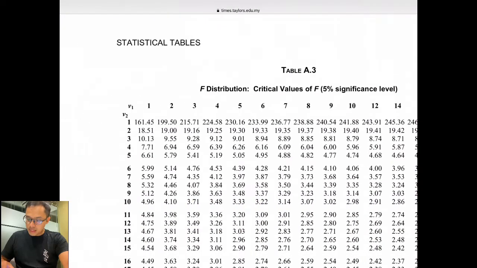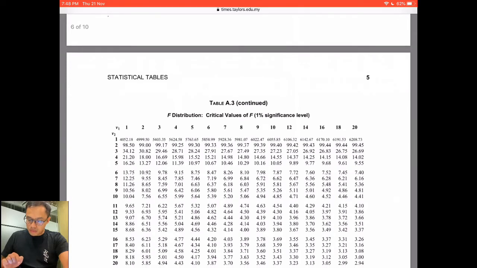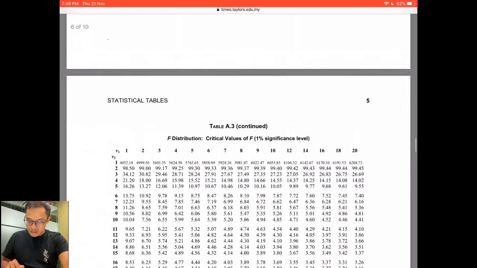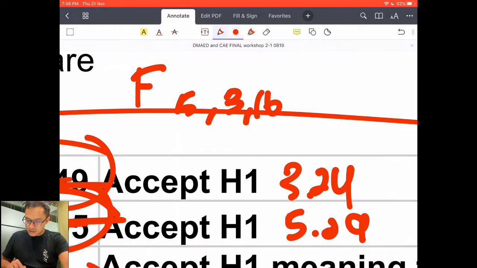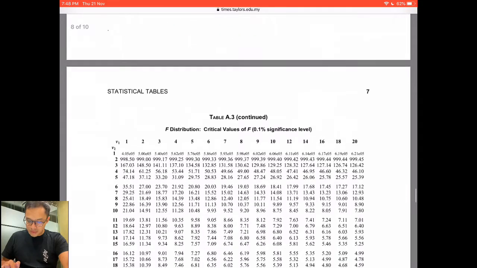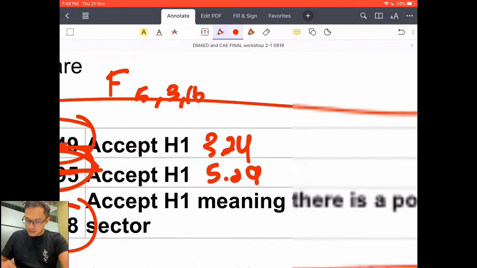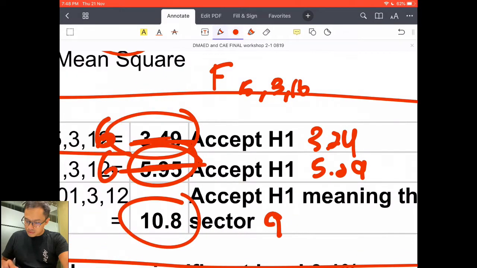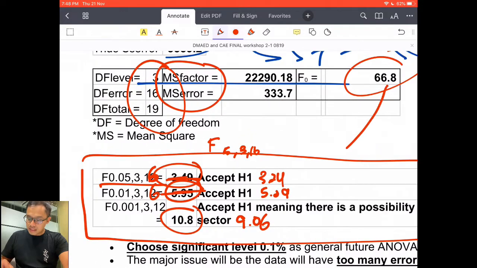How about 1%? Let's go to 1%. This is 1%, 3 and 16, 5.29. And the last one, 0.1%, 3 and 16, 9.06. Alright, so all in all, 66 compared to these numbers, they are still bigger. So therefore, H1 is accepted.